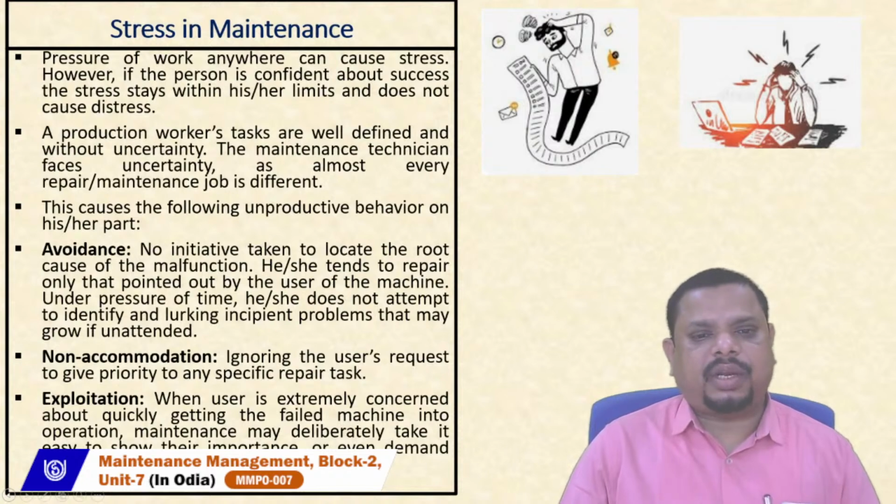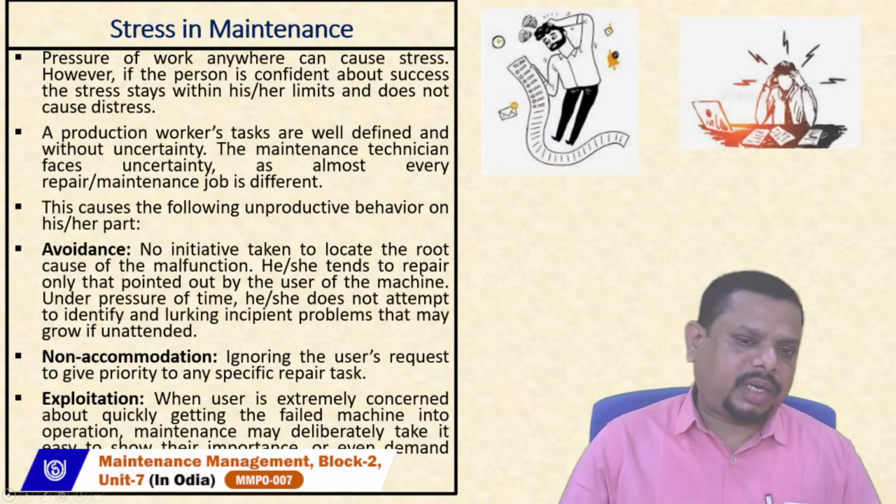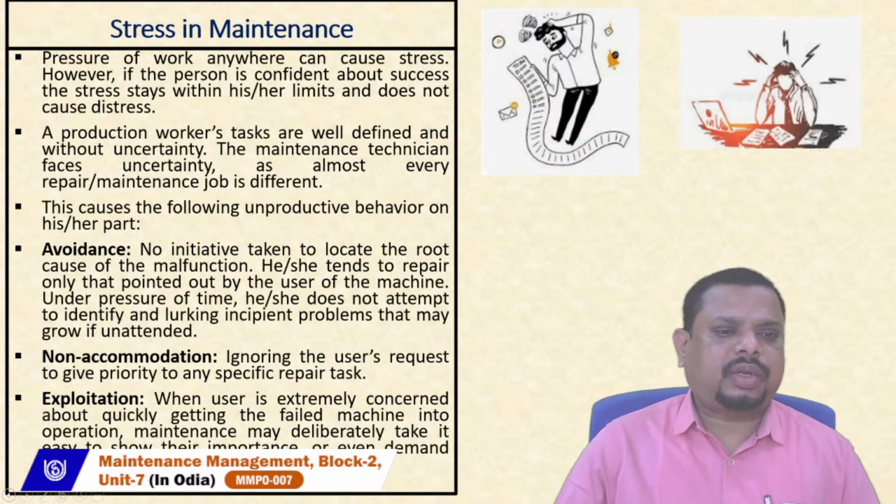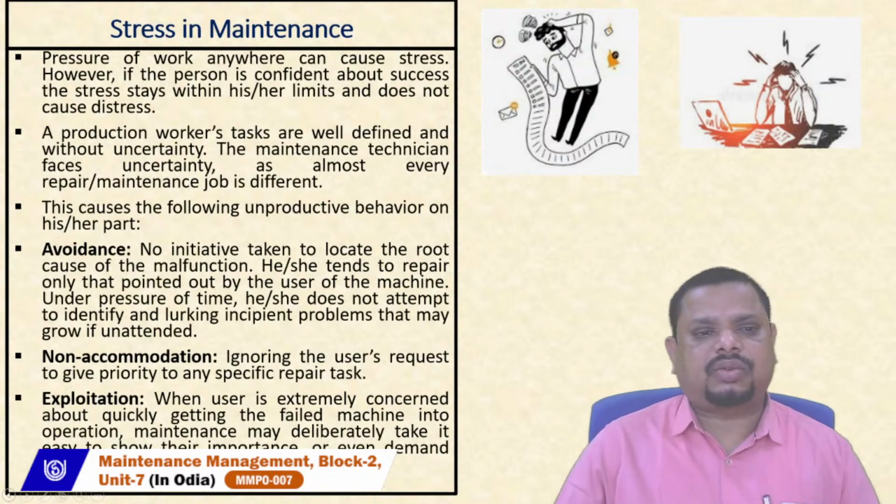Production workers' tasks are well defined without uncertainties. But a maintenance technician faces uncertainty most of the time. Almost every repair or maintenance job is different. For example, fixing a motor is different. Providing breakdown maintenance for a gearbox is different from providing corrective maintenance for a belt drive. So depending upon the job, different stresses go directly to the maintenance personnel. This does not happen in the case of production workers.